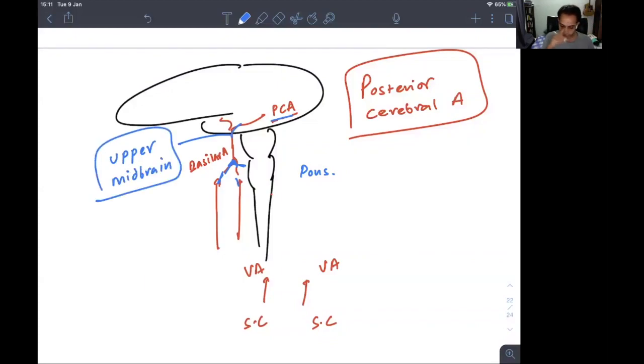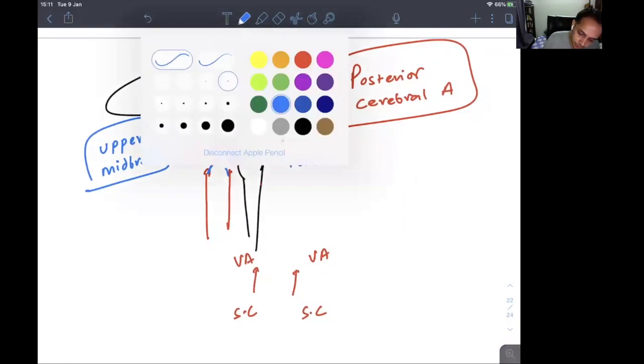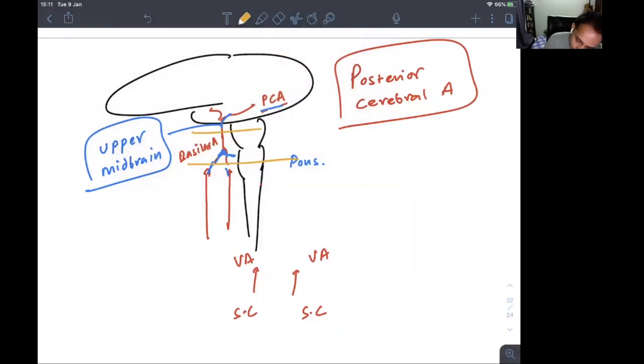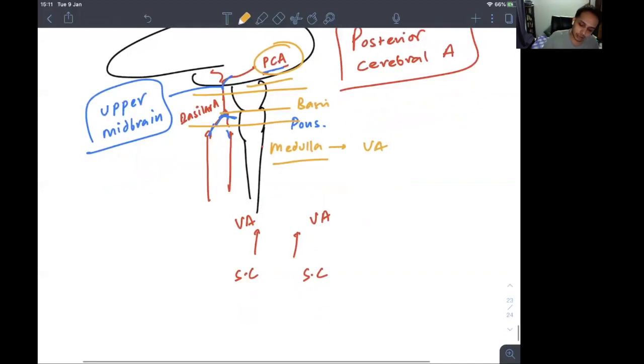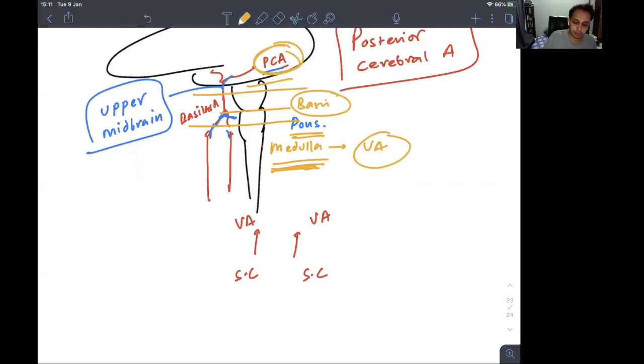Now, why is this important? Because your medulla, so if you take it one by one, your medulla is supplied by your vertebral artery, your pons is supplied by the basilar, and your midbrain is supplied by the posterior cerebral artery. Now, this is a rough outline, but this is what you need to remember. So if there is a vertebral artery problem, your medulla will get involved. If there is a basilar artery problem, your pons will get involved. And if there is a PCA problem, then your midbrain will get involved.